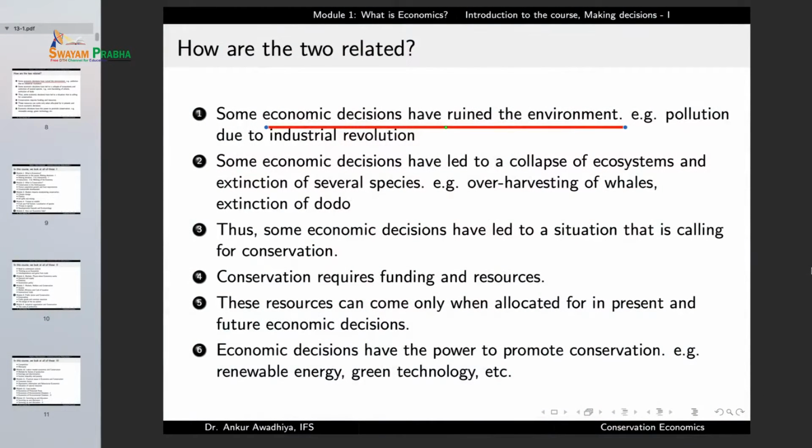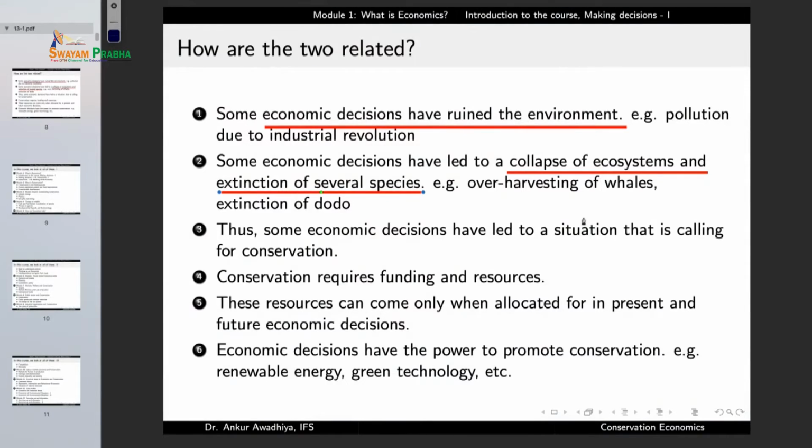Externalities are the impacts of an action of an agent on the welfare of the bystanders. And when the externalities are not internalized, meaning that the agent does not take into account the harm that he or she is doing to others, the economics will be based on incomplete information. This incomplete information, in a number of cases, will result in bad decisions that will even harm the environment. Some bad economic decisions have ruined the environment. They have led to collapse of ecosystems and extinction of species.